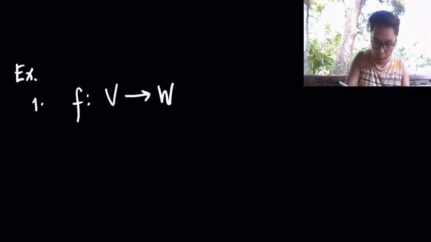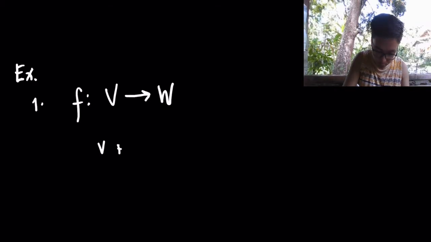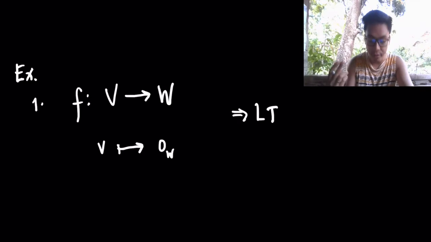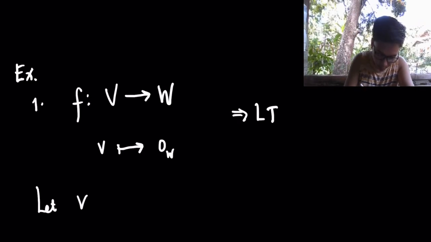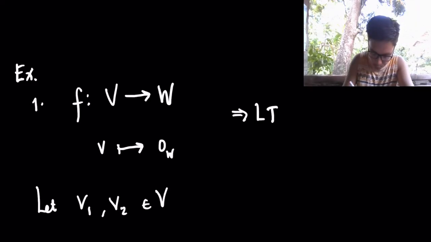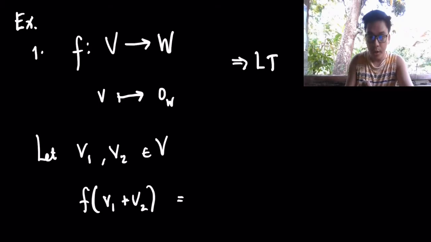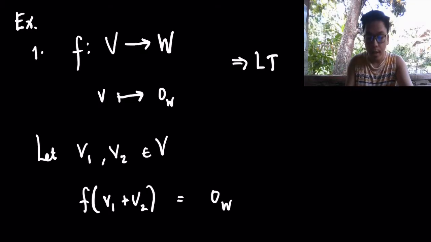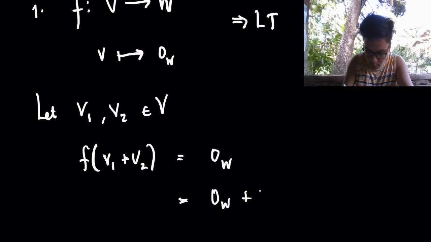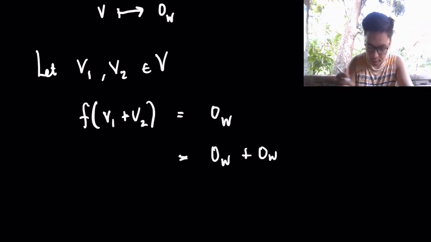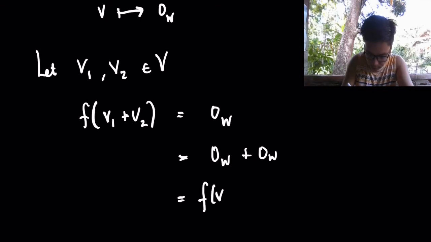The example is, suppose we have a function f from V to W, and we define such mapping as v sending to the zero vector in W. We denote that as 0 sub W, which means it's the zero vector from W. If you notice, this is actually a linear transformation in the sense that it satisfies the definition. So let's double check. Let v1 and v2 be from V. If you double check here, f of v1 plus v2 is the zero vector. And remember that the sum of two zero vectors is zero, so I can split that zero into two zeros, and then I would have f(v1) + f(v2).